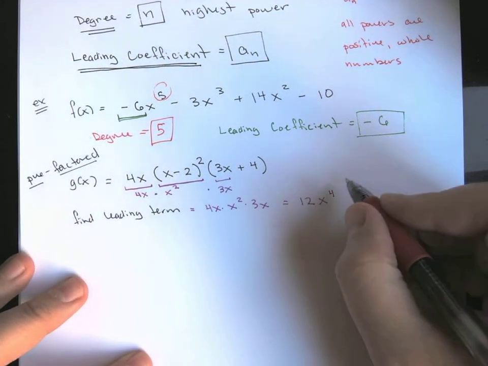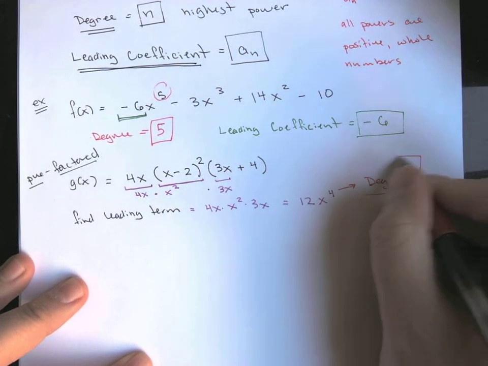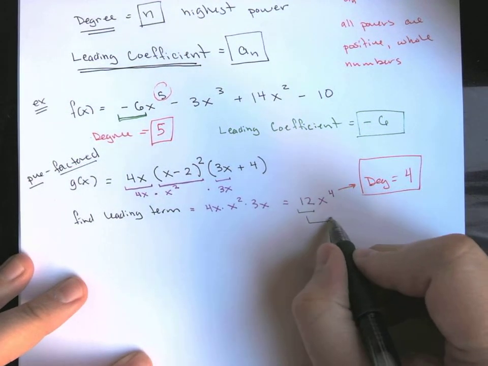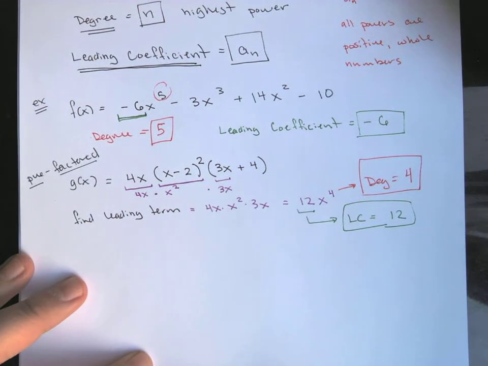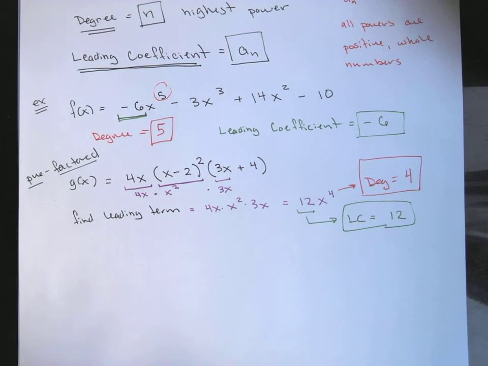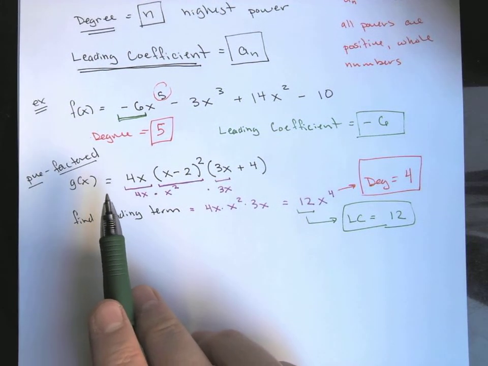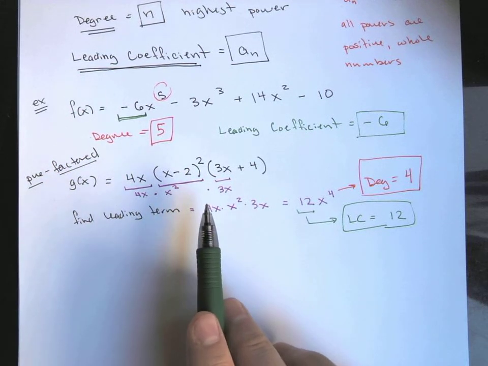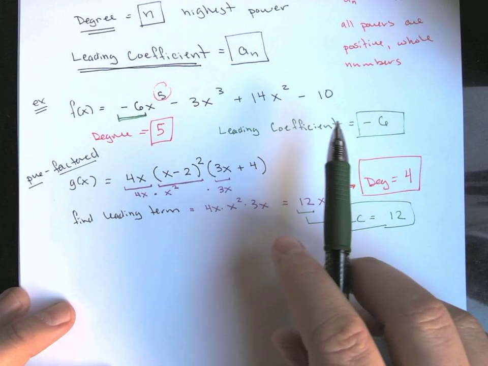Once I have that, it's just a matter of saying, okay, my degree is the power, so my degree there is 4. And my leading coefficient is going to be the number, it's going to be 12. So finding a leading coefficient and a degree, even if we have something that's prefactored, is definitely still possible. It takes an extra minute to partially expand this out, but it goes pretty fast. It's not the full multiplication because I don't need all of these individual terms.